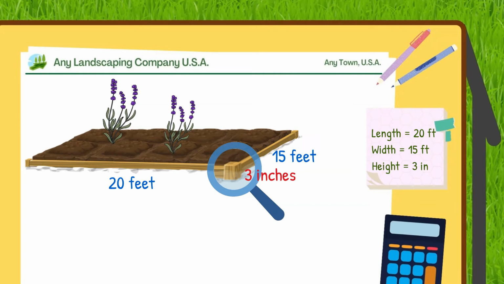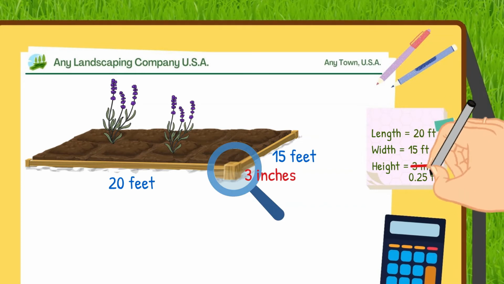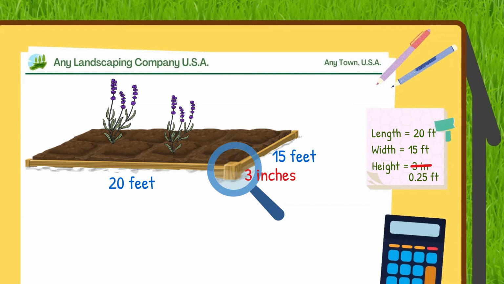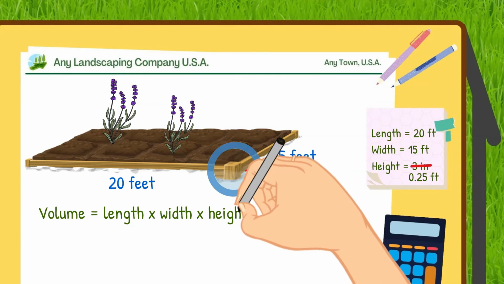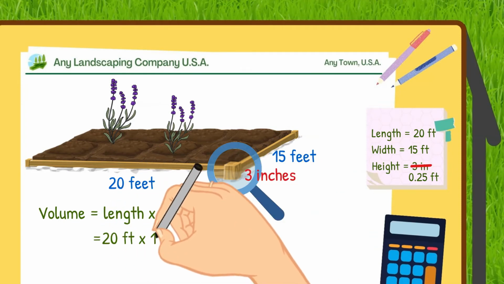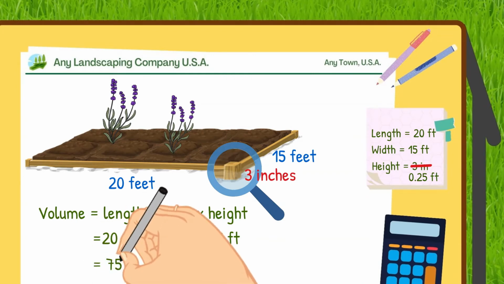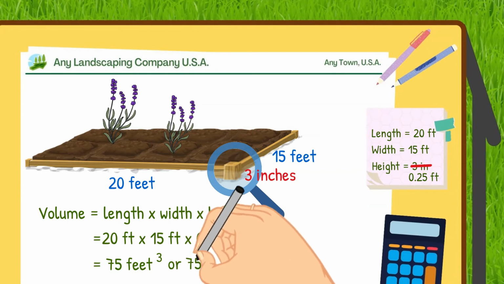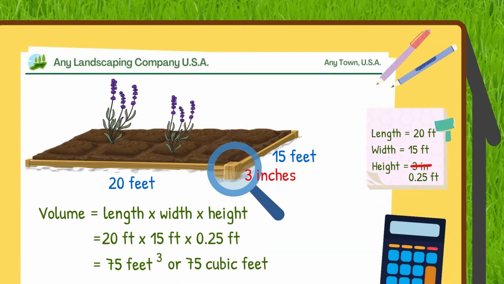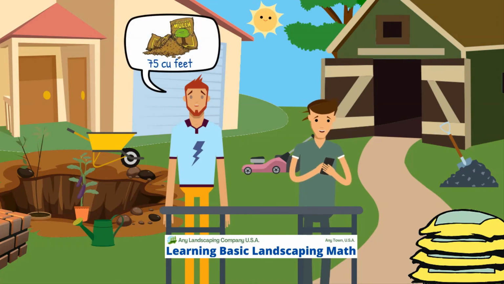At this point, we have 3 measurements. Notice that our length and width are both in feet, while our height is in inches. We need to first convert inches to feet by dividing 3 inches by 12. 3 divided by 12 is 0.25 feet. Volume is equal to length times width times height. That's 20 feet times 15 feet times 0.25 feet. Multiply the numbers and we get 75 feet cubed or 75 cubic feet. John needs 75 cubic feet of mulch to fill the flower garden with 3 inches of mulch.